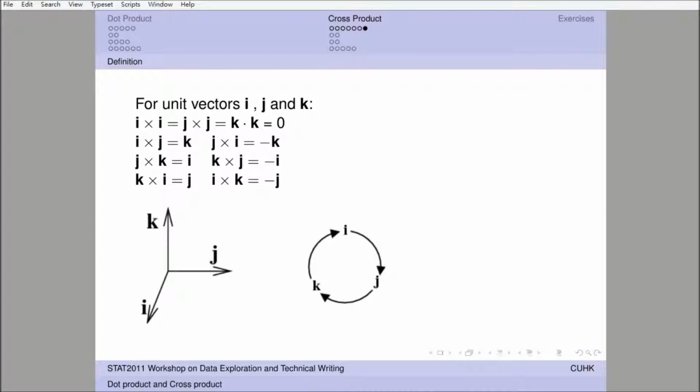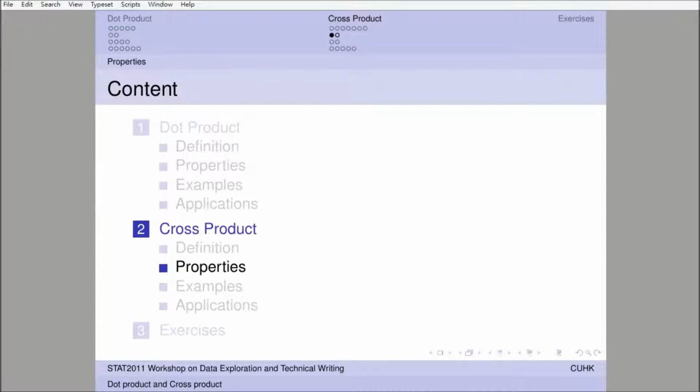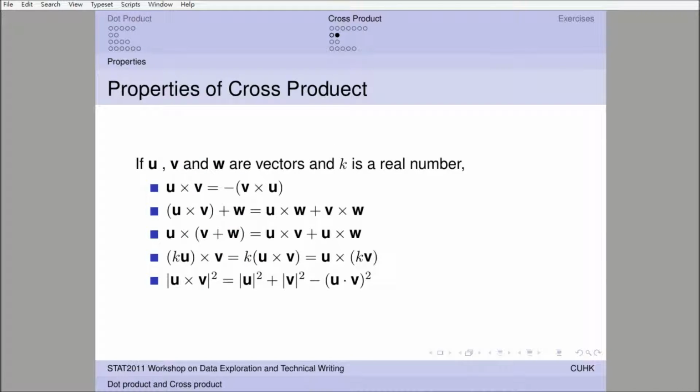For unit vectors i, j, and k, the cross product of itself is 0. The cross product of any pair equals the next vector in the clockwise direction in the figure, and the cross product of any pair equals the negative of the next vector in the anti-clockwise direction. Here are several properties of cross products. Note that u, v, and w are any vectors, and k is a real number.